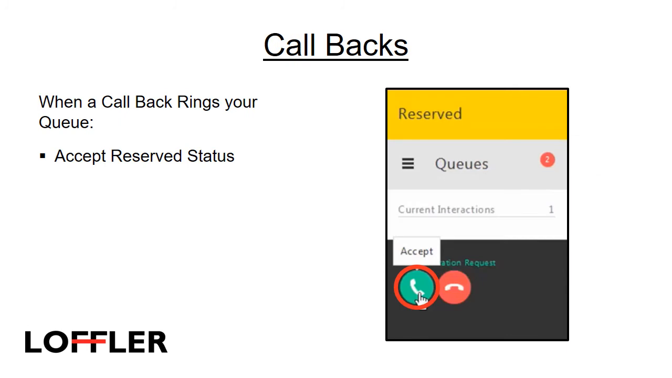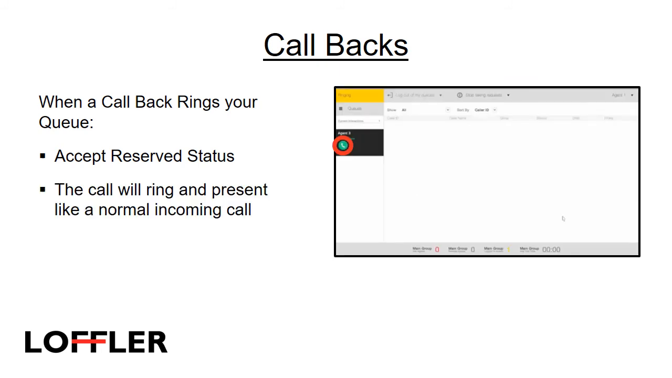Some call centers use the callback feature. When enabled, this means a caller waiting in queue can leave their phone number. When their call reaches the front of the queue, it calls them back. When a callback rings your queue, accept the reserve status. The call will ring out and present like a normal incoming call.